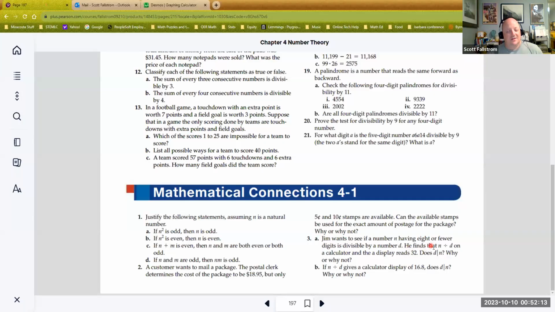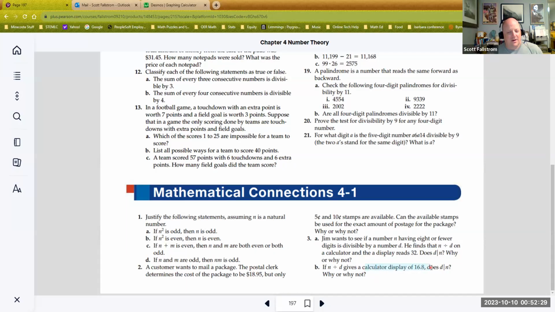So Jim types in a number. They're not even going to tell you what the number is, but they're going to tell you what you got on the calculator. And the calculator says 32. So based on that information, are you able to conclude, does D divide N? And make sure you give a why or why not.